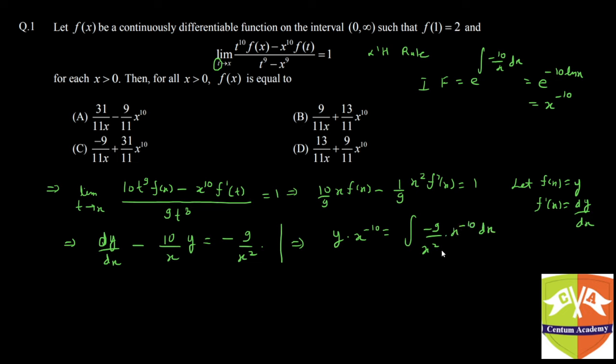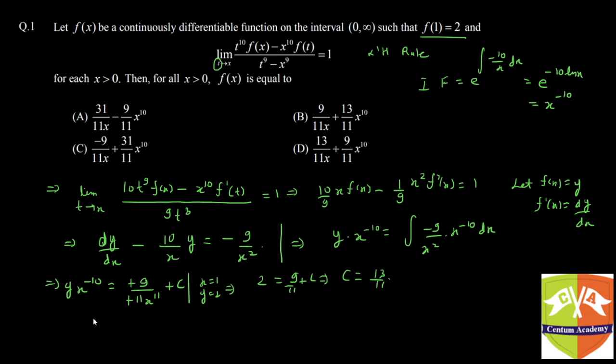So this is essentially x power minus 12 on the right hand side, whose integral would be, well, 9 is already there, minus 9, and divide by minus 11 times x power minus 11, plus c. So this minus minus will become plus. And now to find this constant, the initial condition is given as f(1) equals 2. That is at x equals to 1, y equals to 2. If we substitute that in here, we'll get 2 is equals to 9 by 11 plus c. So my c is 22 minus 9, that is 13 by 11.